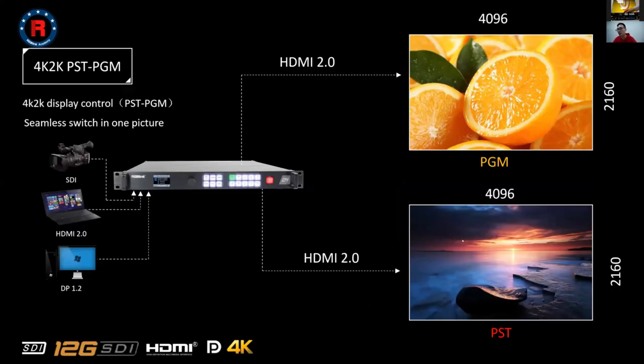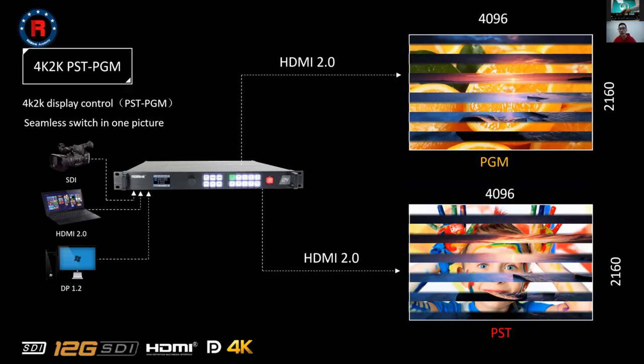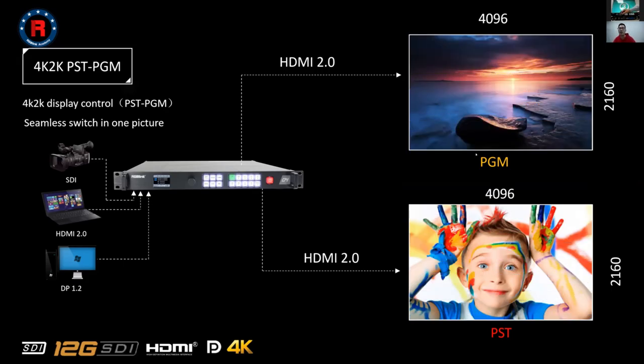Here, for example, now we have a summarized picture in PSD, and in the program we have shown the fruit picture here. But we need to change it. For the next programs, we need to change the contents. You can use the PSD and PGM module to change it. Also, you can use the front button to choose the take for cutout, and it's a seamless switch.